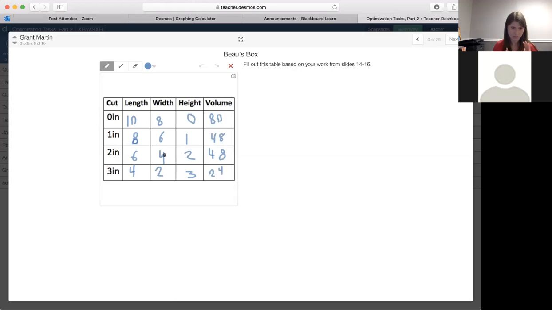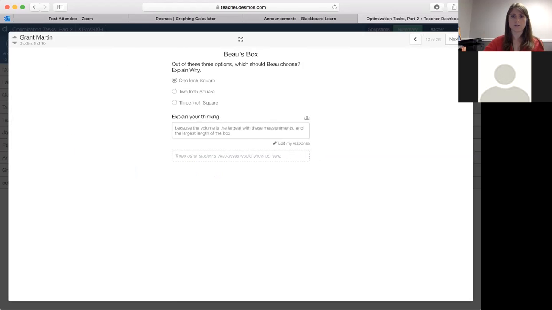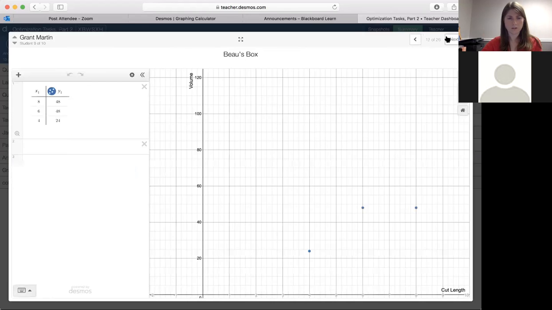In other words, kind of misinterpret our original part. So let's assume that this box is correct. Notice on this one, your cut is 0 and your volume is 80.